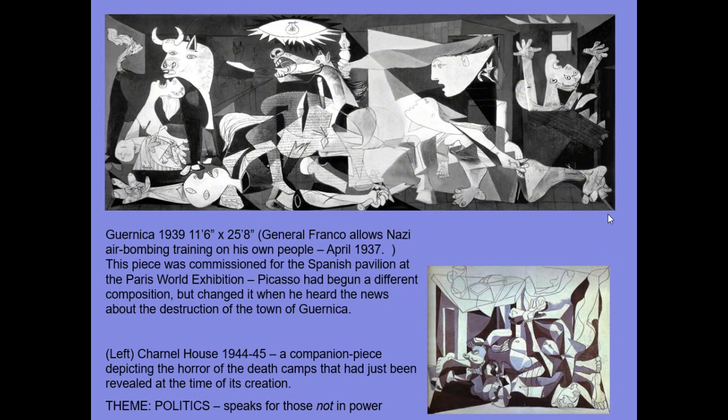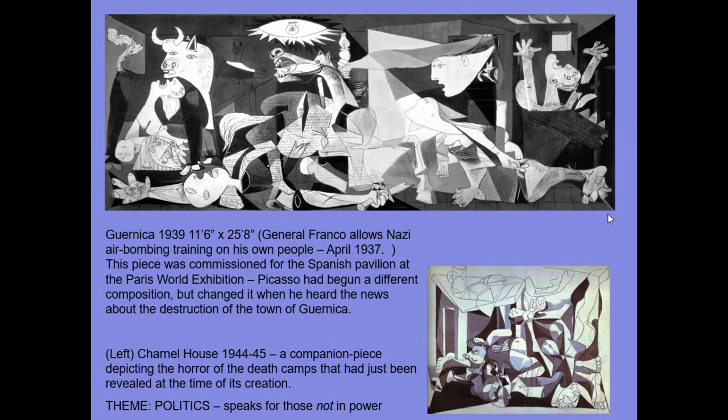So Picasso's choice to paint this in a synthetic cubist style, to have this level of abstraction to kind of separate us a bit from the direct realism of the event, allows us to look at it for longer and to process it on an emotional level.